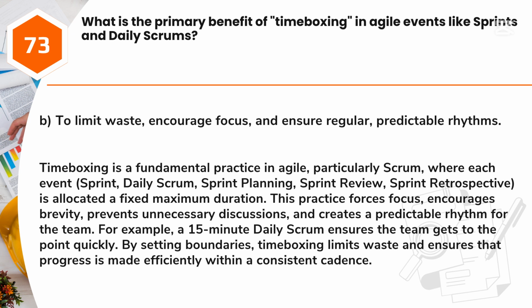Timeboxing is a fundamental practice in Agile, particularly Scrum, where each event, sprint, daily Scrum, sprint planning, sprint review, sprint retrospective, is allocated a fixed maximum duration. This practice forces focus, encourages brevity, prevents unnecessary discussions, and creates a predictable rhythm for the team. For example, a 15-minute daily Scrum ensures the team gets to the point quickly. By setting boundaries, timeboxing limits waste and ensures that progress is made efficiently within a consistent cadence.